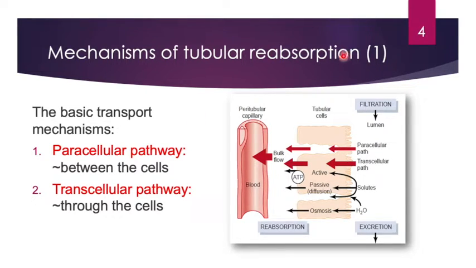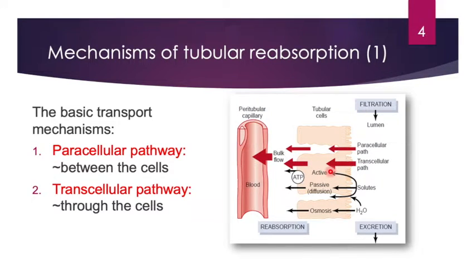The 2 basic transport mechanisms are via paracellular pathway and transcellular pathway. Paracellular pathway is when the filtrates or substances in the lumen pass through the epithelial layer of the tubule in between the tubular cells. This is paracellular pathway, in between 2 cells. For transcellular pathway, the substances are reabsorbed from the lumen into the peritubular capillary through the tubular cells.